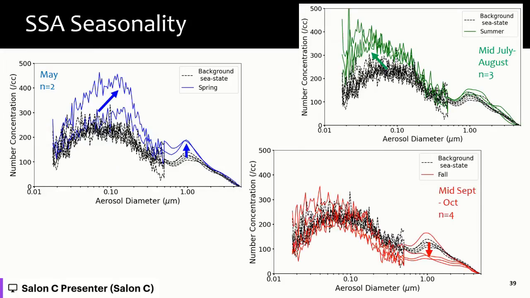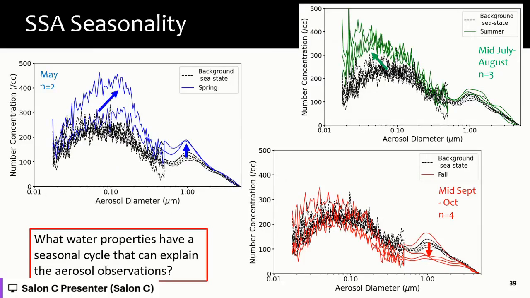And then in the fall, when you would have thought the fall bloom should have happened, the distribution changed again, and in a very surprising way, in that the coarse mode particles, the largest particles, seem to have decreased in concentration. And so we were trying to understand. So we're definitely seeing seasonal differences in the sea spray aerosol that we generated. So then the question is, what is driving this?